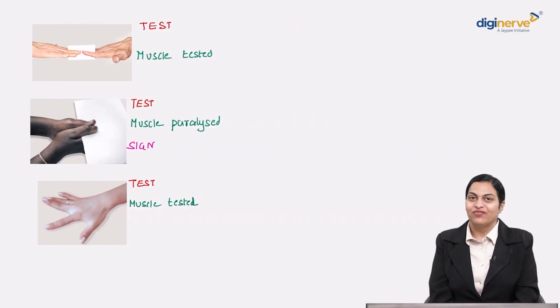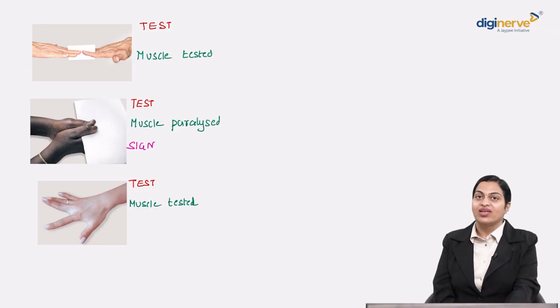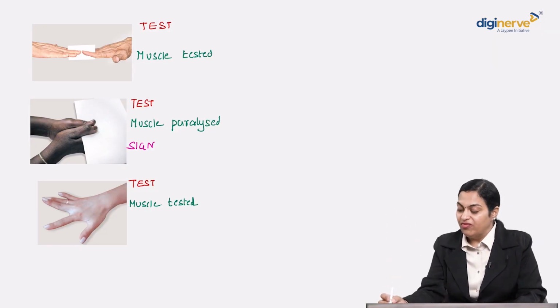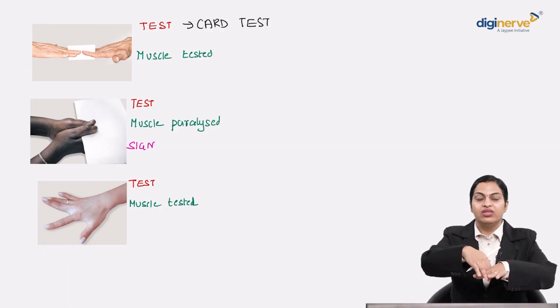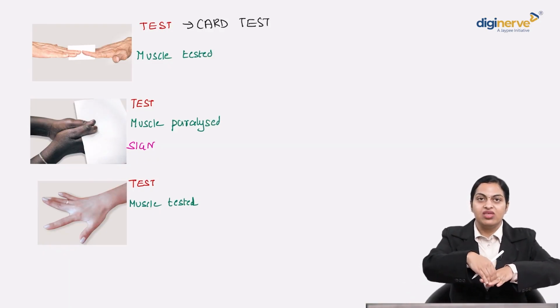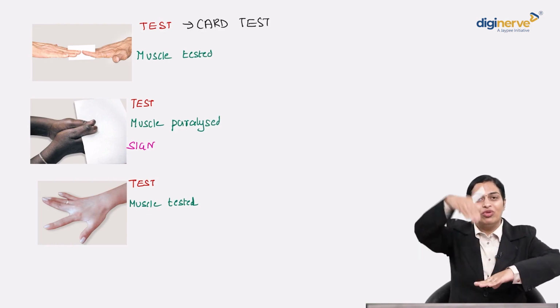And again, this is a very high yield topic, based on images as well as MCQs and case scenarios. Certain tests are very specific to diagnose ulnar nerve injury. The first one here is the card test. So you place a card between the fingers of the patient. You ask him to hold the card tight. At the same time, you try to pull it out.